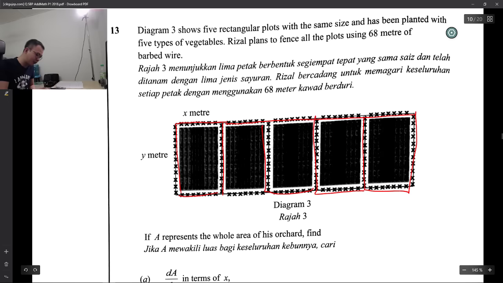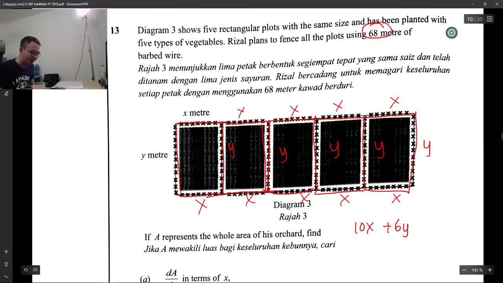I tell you the total length of all the fence will be 68, right? It's given. So what I will do here is count how many x there are. I actually have 10x, and for the y, 1, 2, 3, 4, 5, 6. So 10x plus 6y. That means all the lengths added together should equal 68.